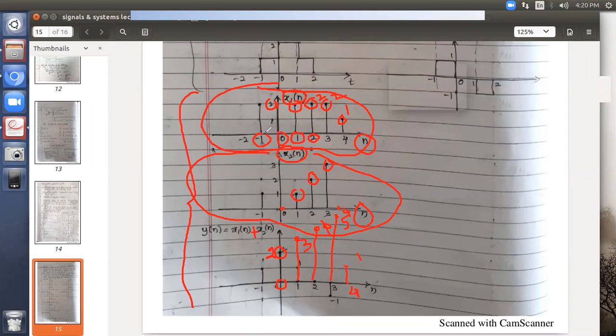Then at -1, the amplitude is 2. Here the amplitude is 1. 2 plus 1, you should get 3. I have made the corrections, because whatever I had drawn earlier was for negative, minus. So the amplitude at 0 is 2. At 1, 3. At 2, 4. At 3, 5. At 4, 1. And at -1, it is 3. So this is how the addition takes place.